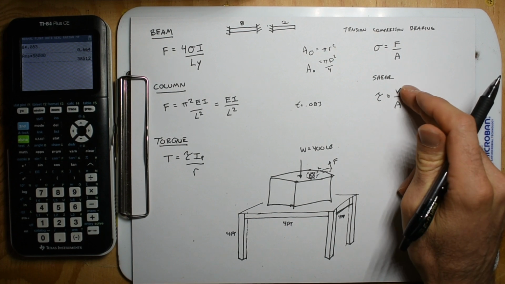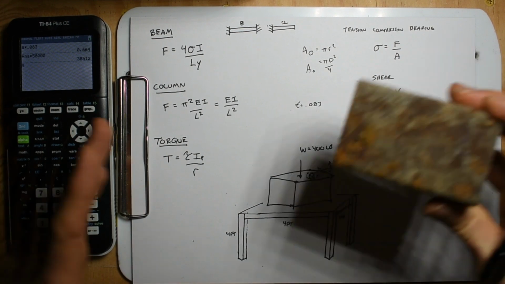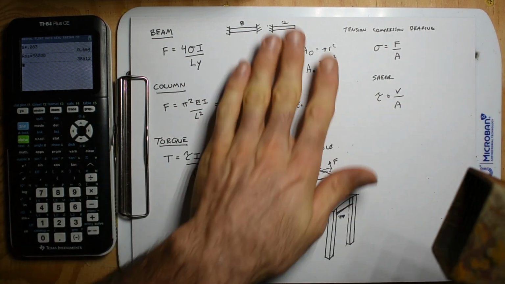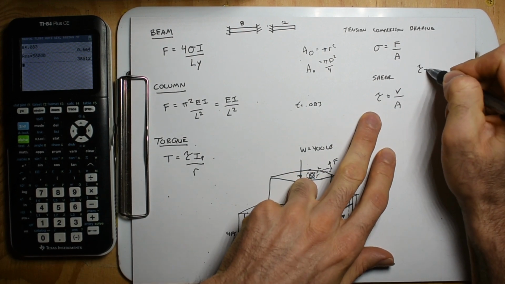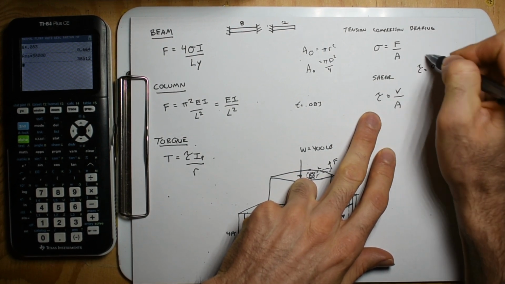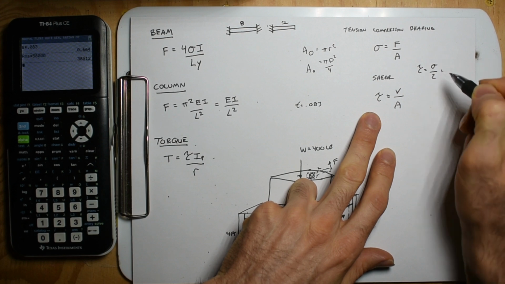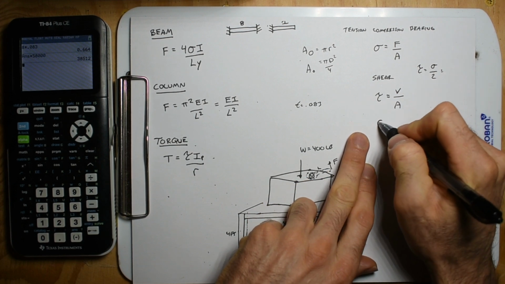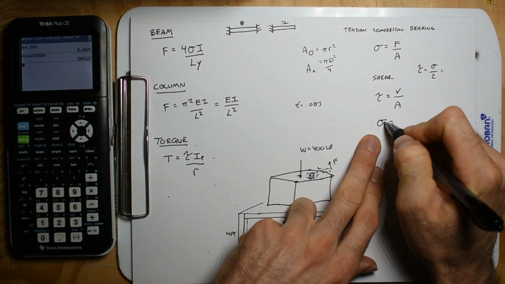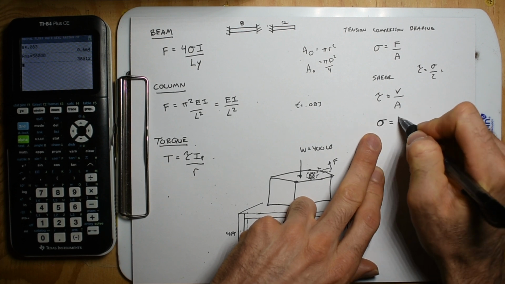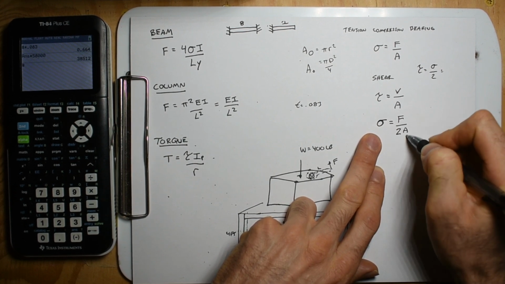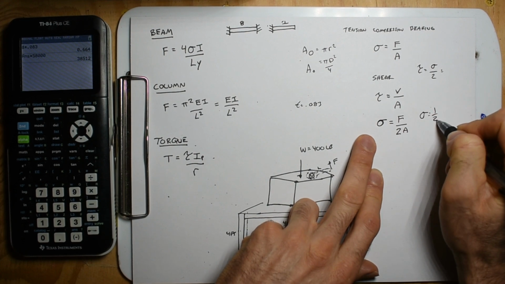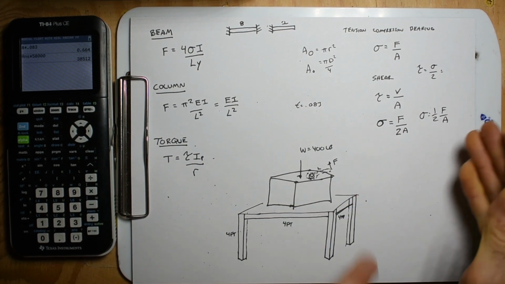So yeah, force over area. And then shear. So what are we talking about in shear? Honestly, they say that for steel, shear strength is just the tensile strength divided by 2. Well, why don't you just turn this equation into strength is force divided by 2 area? Or strength is just 1/2 force divided by area.